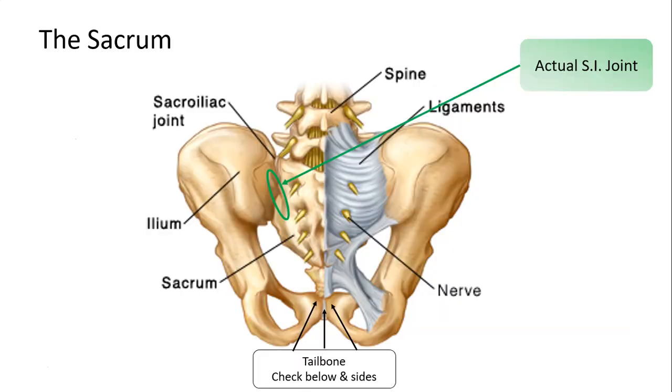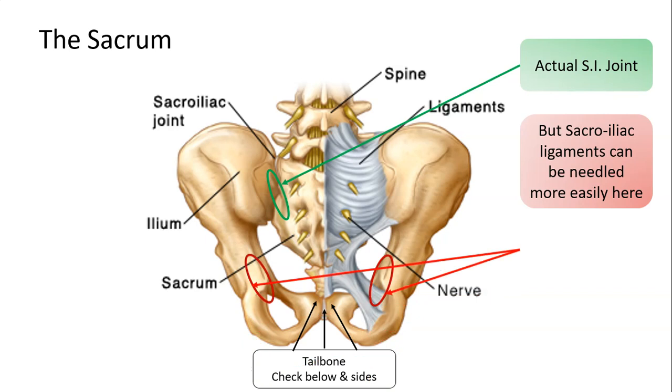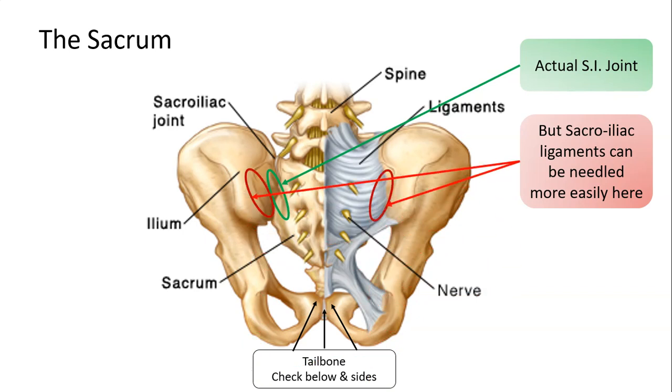And now we're looking at the sacrum, at the sacro-iliac ligaments. So the actual sacro-iliac joint is this green area here between the sacrum and the iliac bone. However, in most people, it's extremely difficult to get in here, especially on men. It's too tight. So what I do is I go for the red area, which is getting the ligaments from the iliac side.